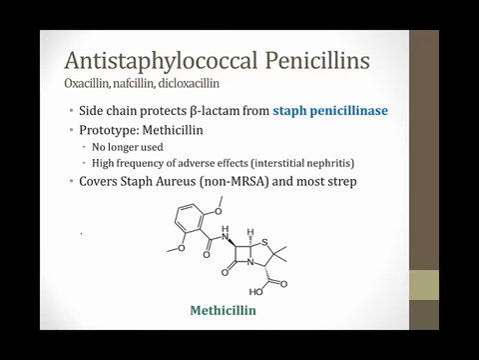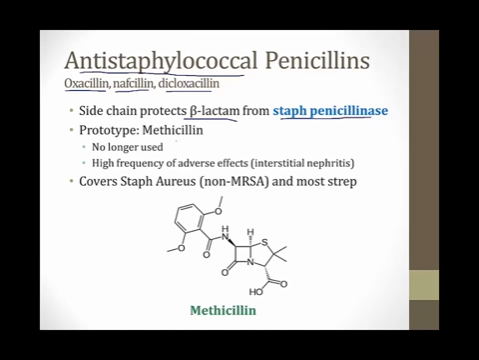So now we've talked about penicillins in general and the natural penicillins. For the rest of this video, I'm going to talk about classes of penicillins other than the natural penicillins. And the first group are the anti-staphylococcal penicillins. Drugs in this class include oxacillin, nafcillin, and dicloxacillin. These drugs were developed at a time when there was lots of resistance among Staph aureus bacteria to the natural penicillins. So this drug class was created to have a side chain that protects the beta-lactam ring from the staph penicillinases. That's why they're called anti-staphylococcal penicillins.